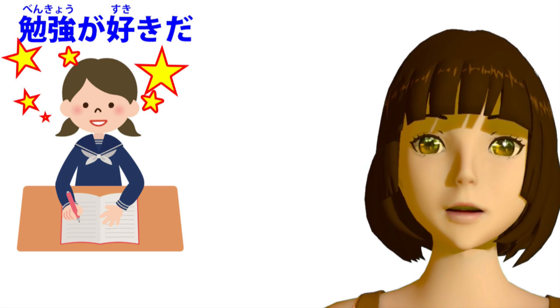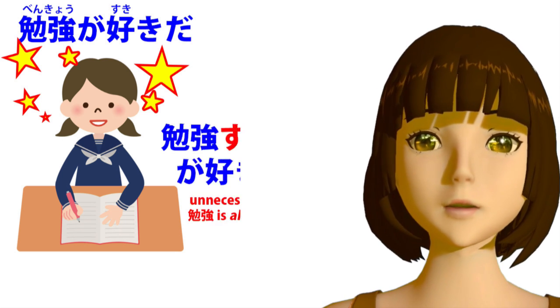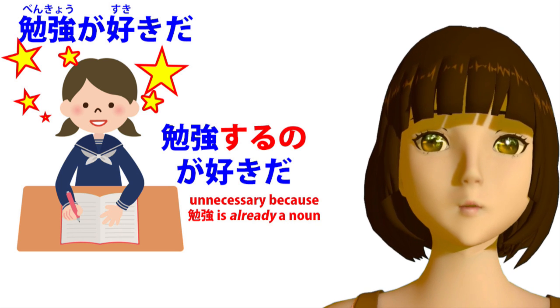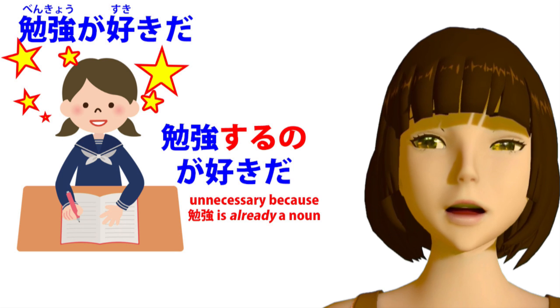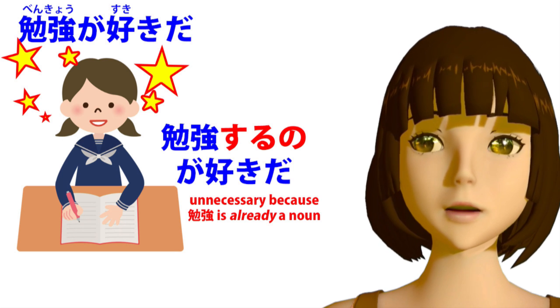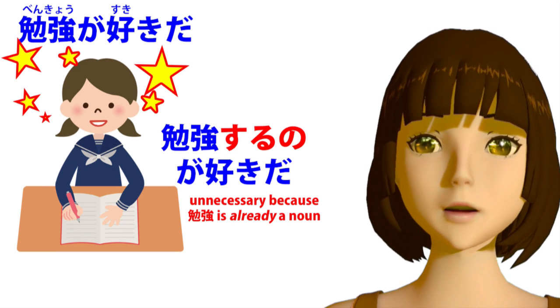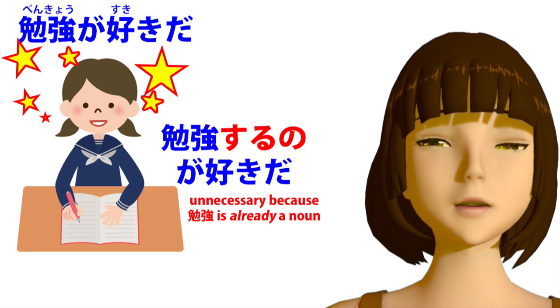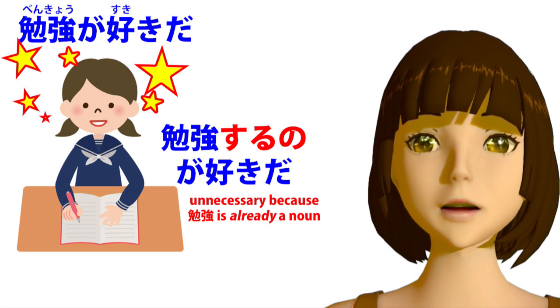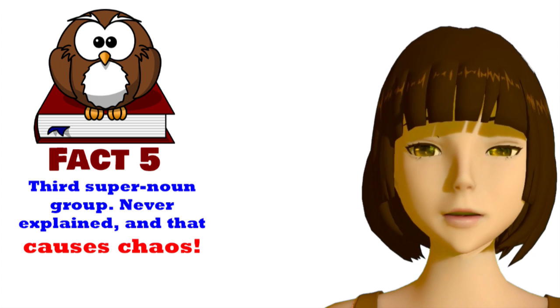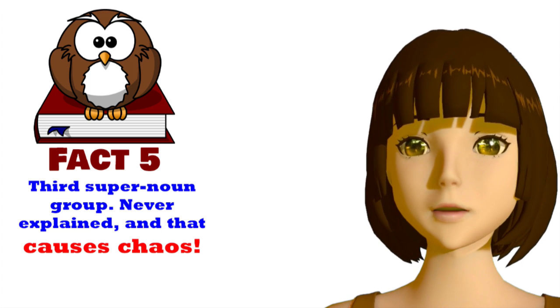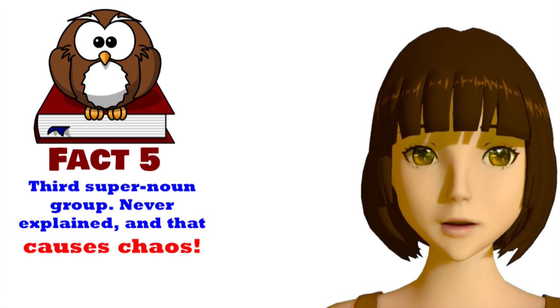We don't say benkyo suru no ga suki da, because what we'd be doing if we said that would be taking a noun, turning it into a verb with suru, and then turning it back into a noun again with no. We don't need to do that because it's a noun in the first place. Now, the third group, which we haven't yet introduced, is adverbial nouns.